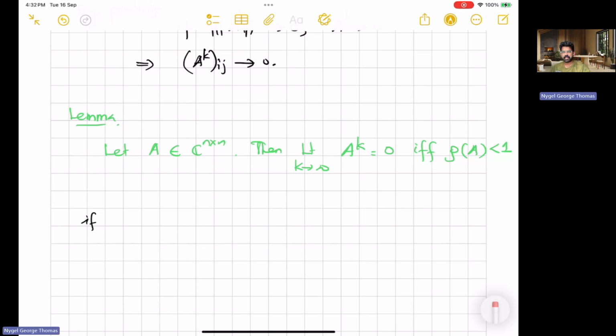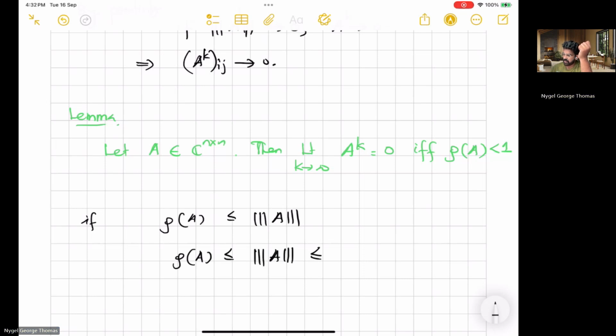We'll prove this systematically, but before that, let me try to give the intuition. We know that rho of A is actually less than or equal to norm of A, right? And also, this is the greatest lower bound. So this is arbitrarily close to norm of A. This is rho of A plus epsilon, like this.